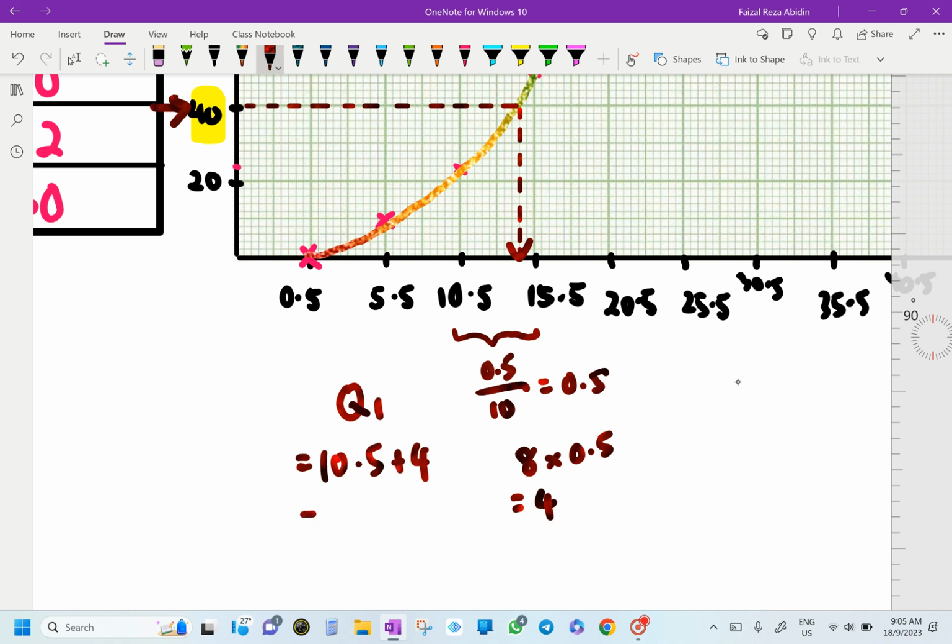You got 14, it depends on your graph. Oh, because we want to find 1 square, 5 divided by 10. Why 0.5? Why did I put 0.5? Just now I said 5, right?